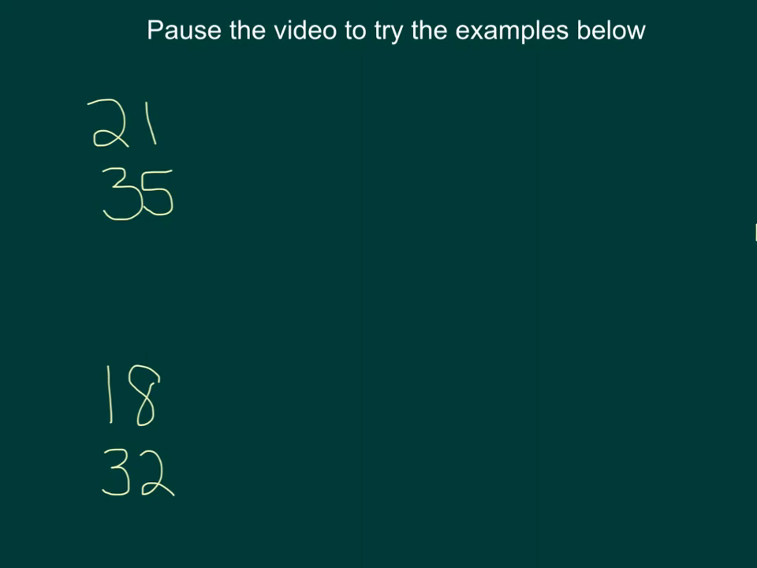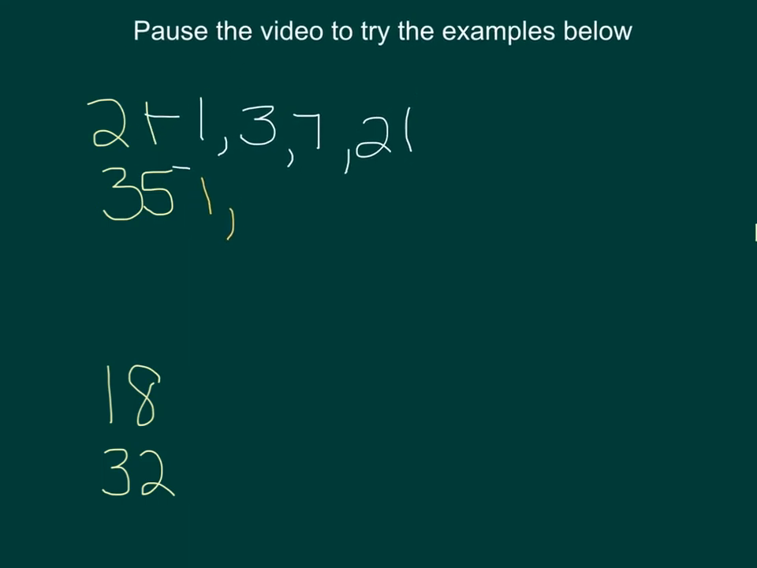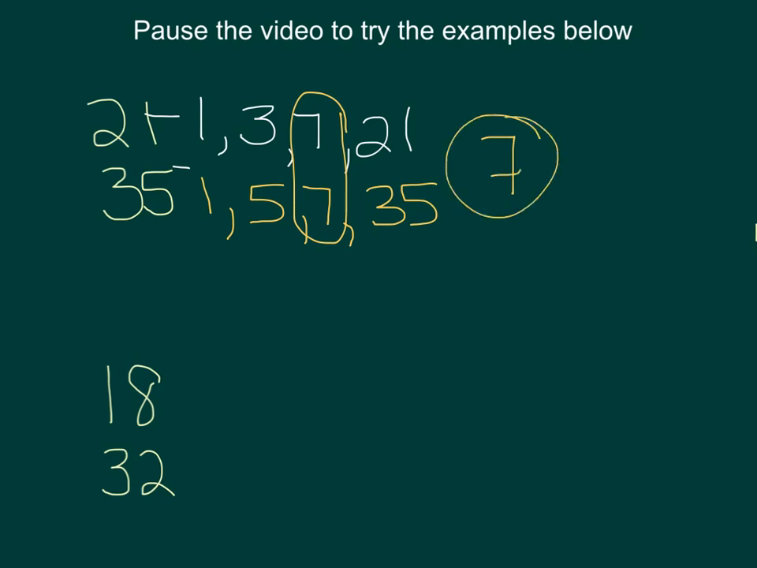So for the first example, let's list out the factors of 21. We can have 1 times 21, 3 times 7, and that's all the way up to 21. And then for 35, we have 1 times 35, 5 times 7, and then we have 35 again. So here you can see that they both have a 7, and so the greatest common factor would be 7.